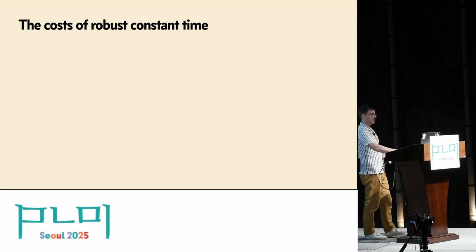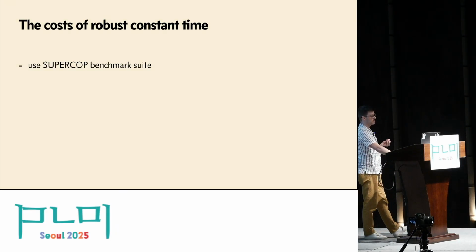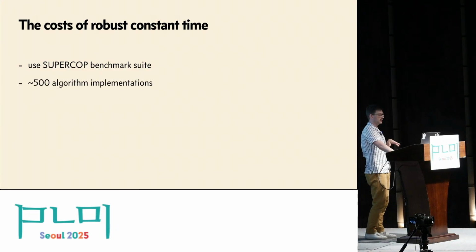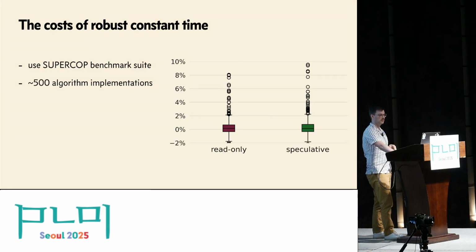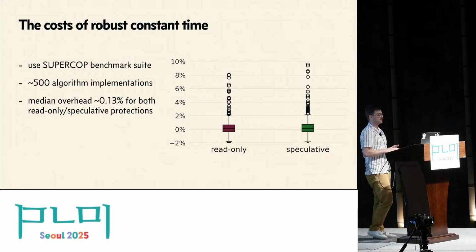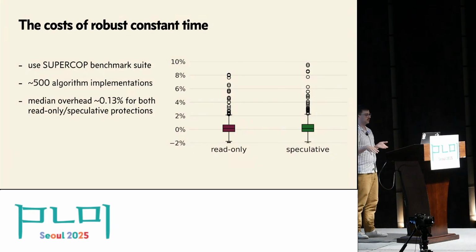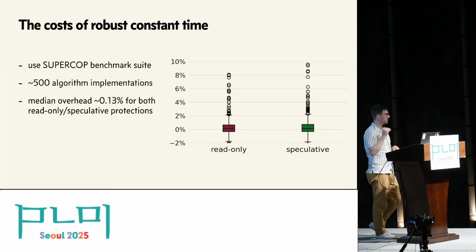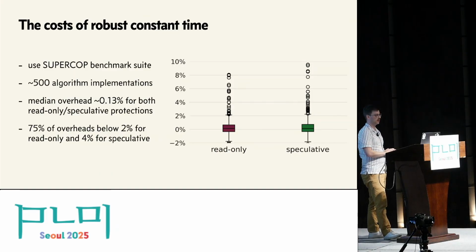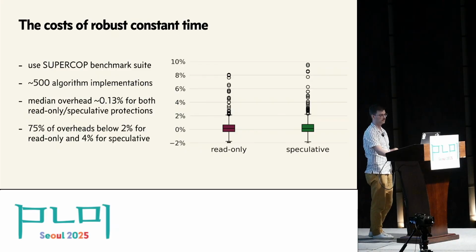Lastly, we implement this compiler in LLVM and Clang, and we measure using the SUPERCOP benchmark suite what the overhead is on approximately 500 algorithms. We find that the median overhead for both our read-only and speculative protections is about 0.13%, so very low cost for these algorithms, and 75% of our overheads are below 2% for the read-only protections and 4% for speculative, where the fencing sometimes causes a slightly higher slowdown.